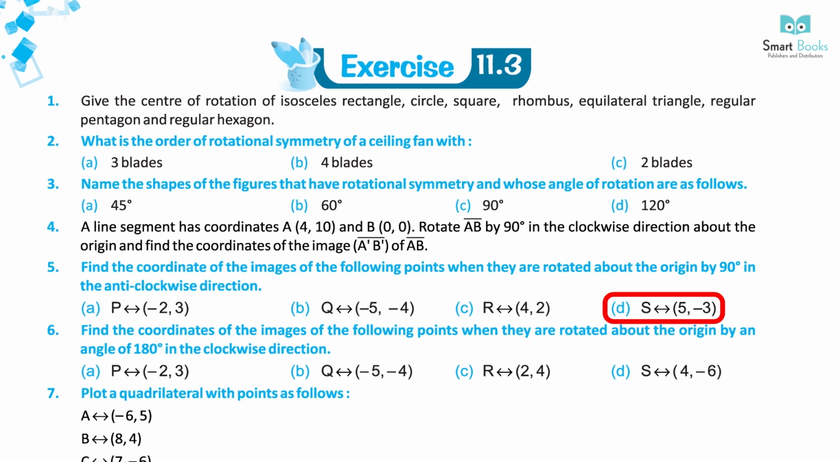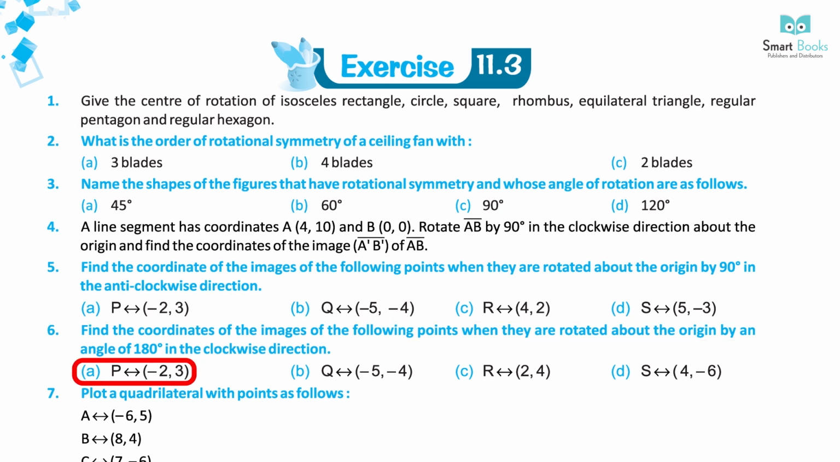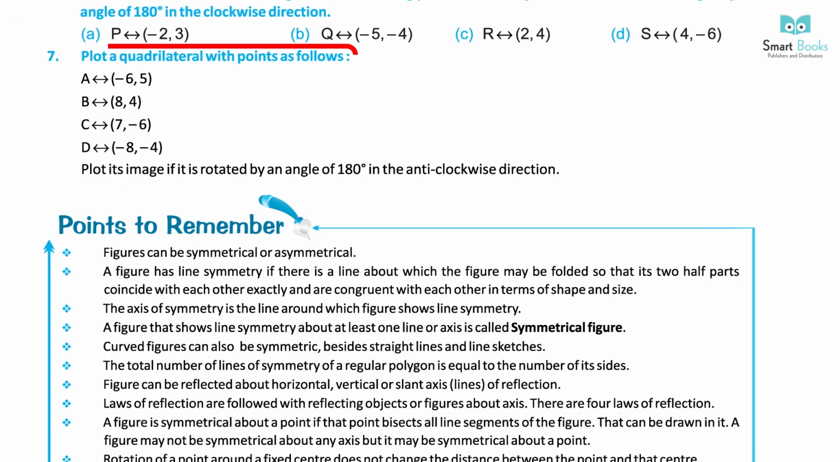Solution: (3, 5). Question 6. Find the coordinates of the images of the following points when they are rotated about the origin by an angle of 180 degrees in the clockwise direction. A. P (-2, 3). Solution: (2, -3). B. Q (-5, -4). Solution: (5, 4). C. R (2, 4). Solution: (-2, -4). D. S (4, -6). Solution: (-4, 6). Question 7.